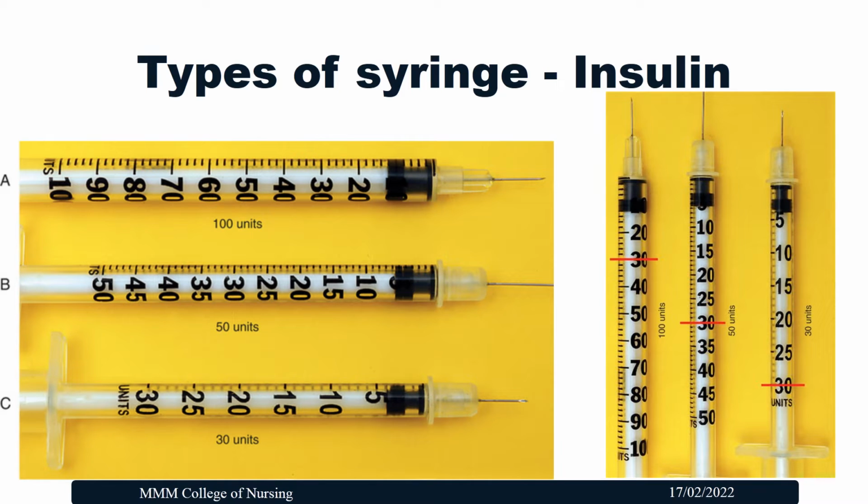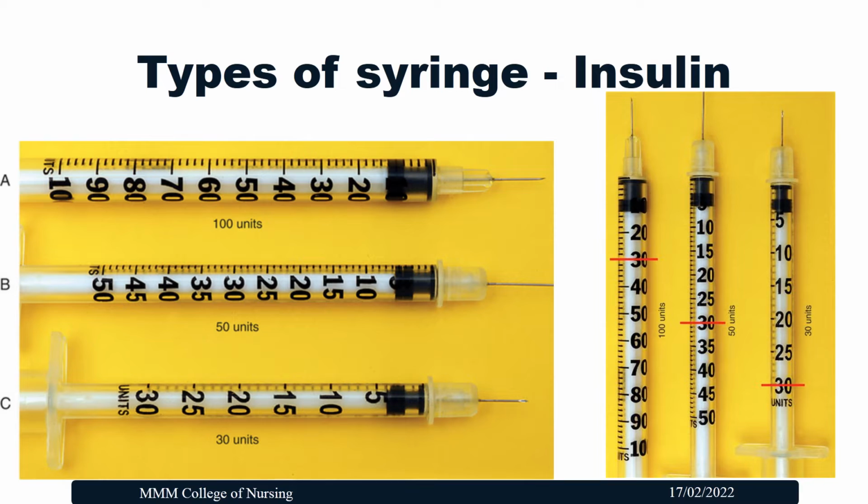Here we can see the 100 unit syringes are available in three different forms, that is 100 units per ml, 50 units per 0.5 ml, 30 units per 0.3 ml. So if we are taking 30 units in any syringe, whether it is a 100 division, 50 division or 30 division, the amount of medication is same.